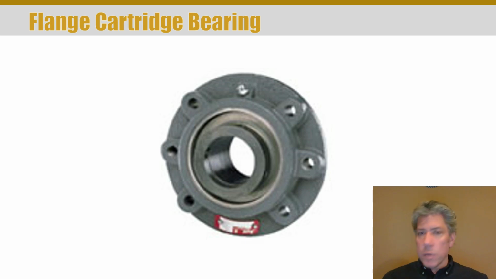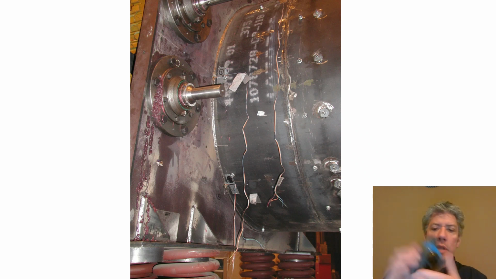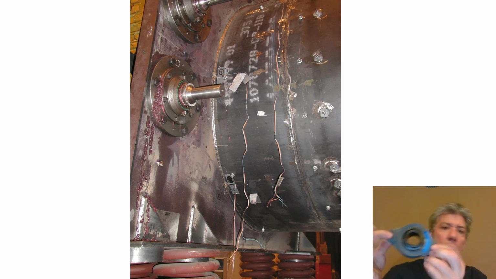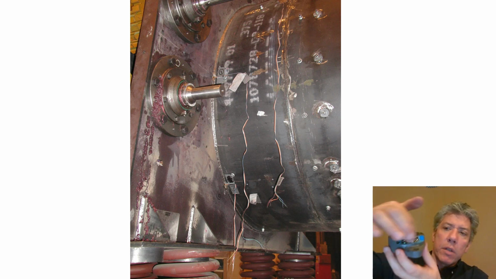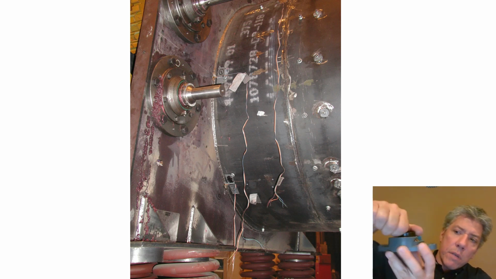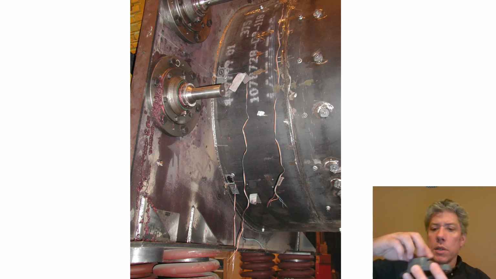Here's a flange cartridge bearing. I don't have one of these handy. I was looking around, and I don't even have this one in the slides. There's another one where you mount it across the bearing. This one's been cut away so you can see the regular balls in it. As I rotate this, you can see those balls, and you can see the seal that's been cut away.